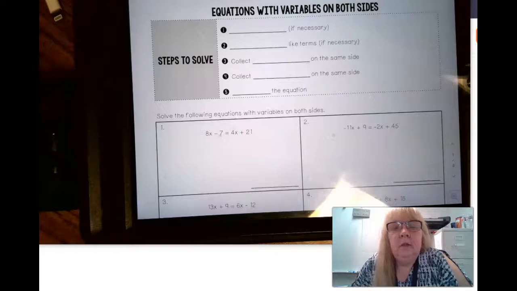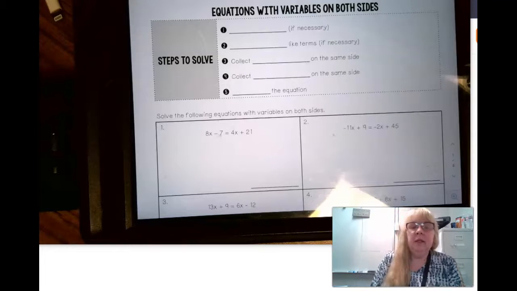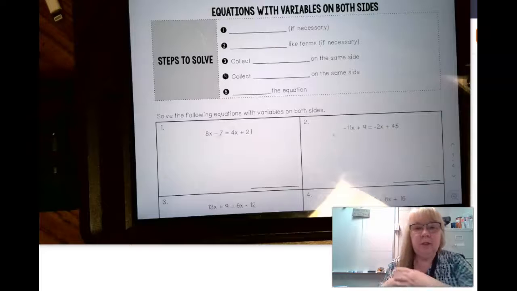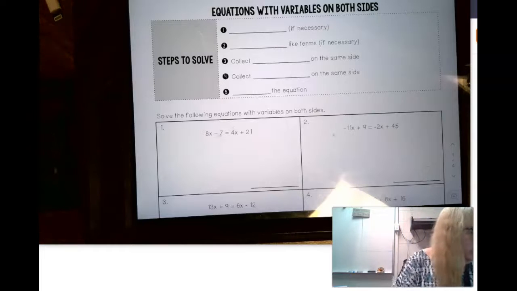Today's lesson is on equations with variables on both sides, and since our Zoom sessions are not working, I decided to just go ahead and record this for you.